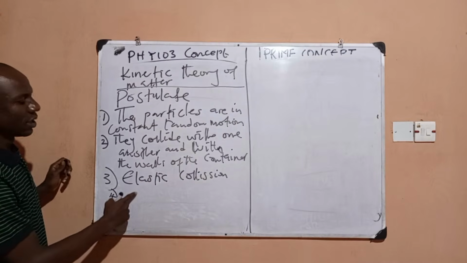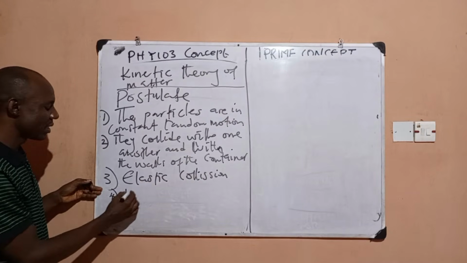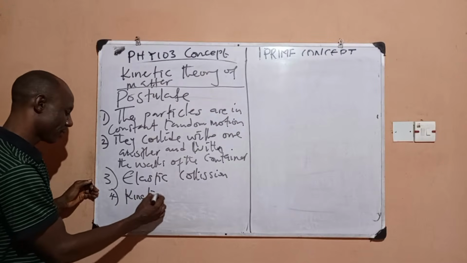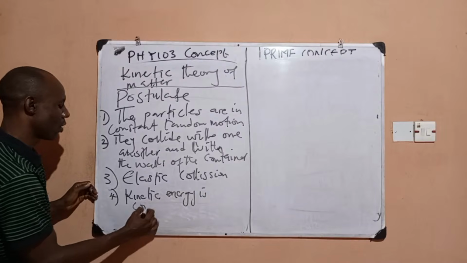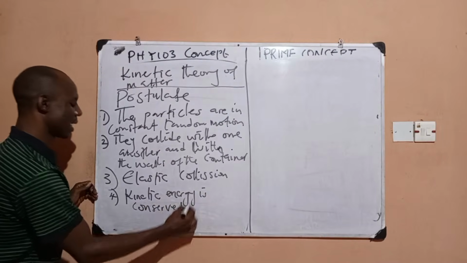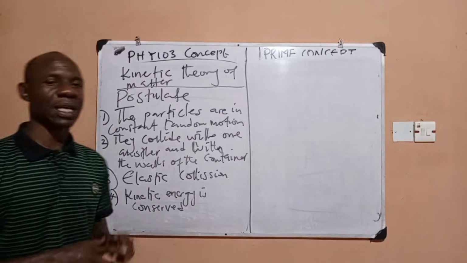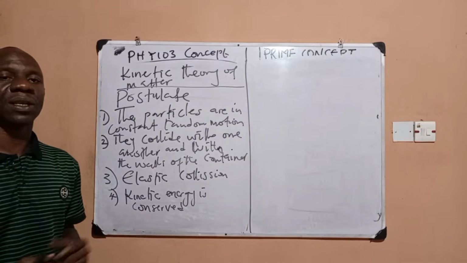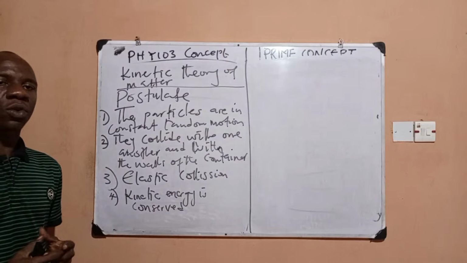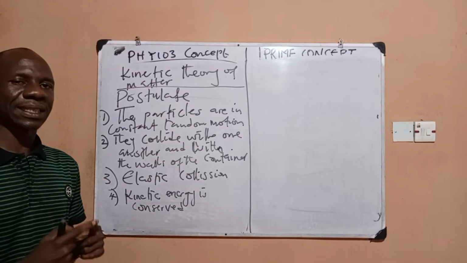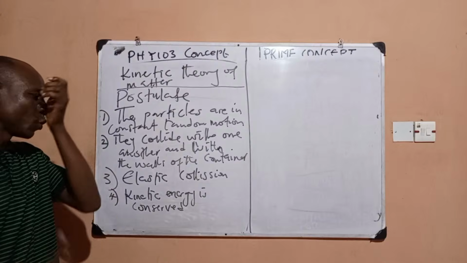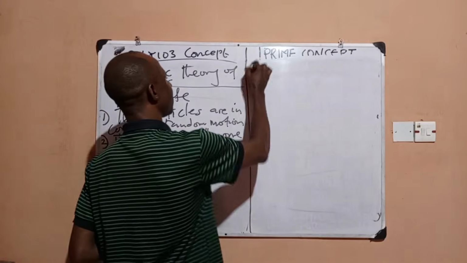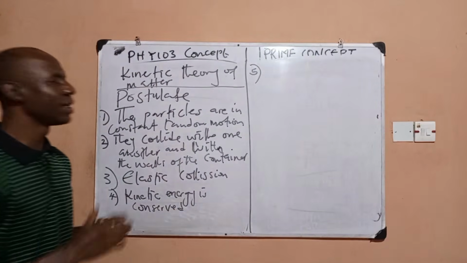So if the collision is elastic, it means that kinetic energy is what? Conserved. Kinetic energy is what? Conserved. Of course, for an elastic collision, kinetic energy before collision is the same as kinetic energy after collision. So that's why we say kinetic energy is what? Conserved.